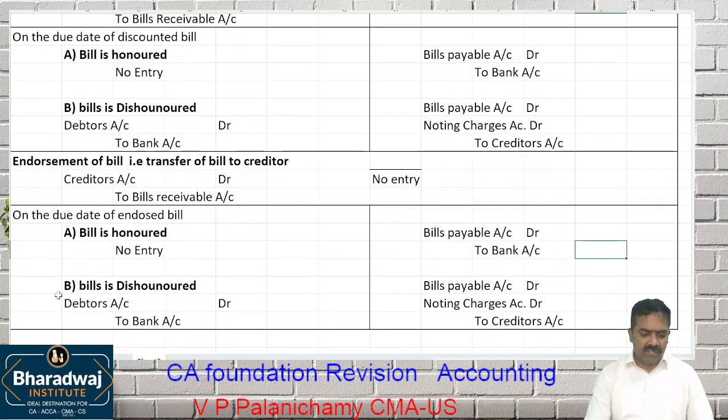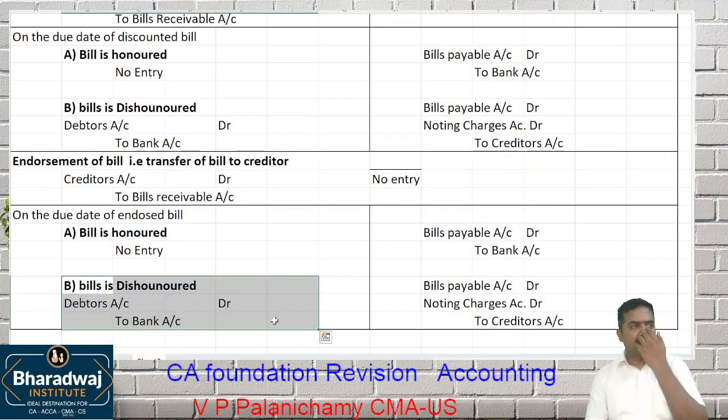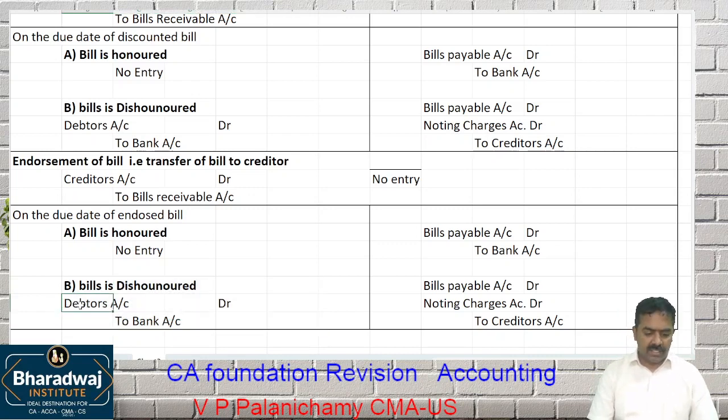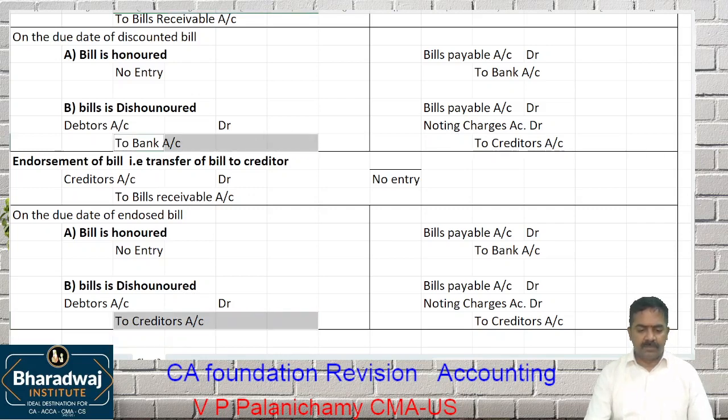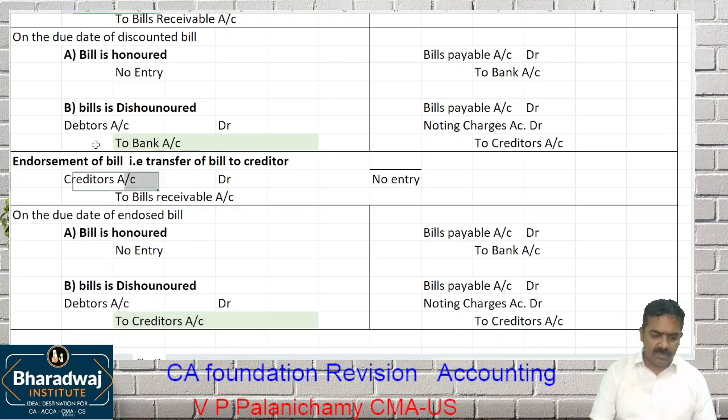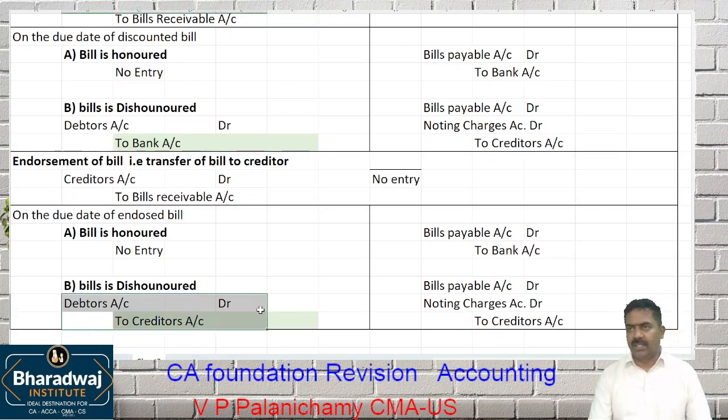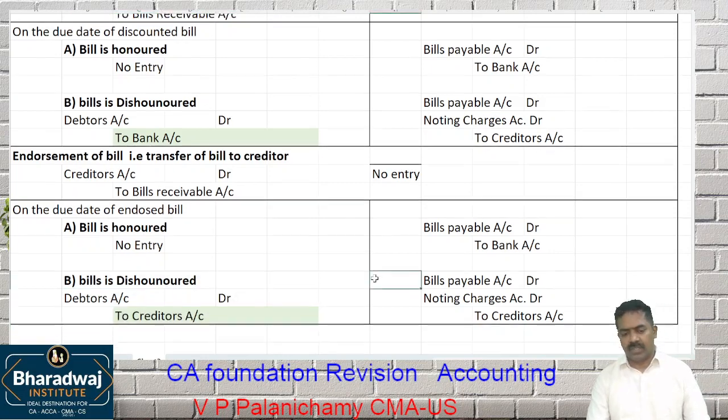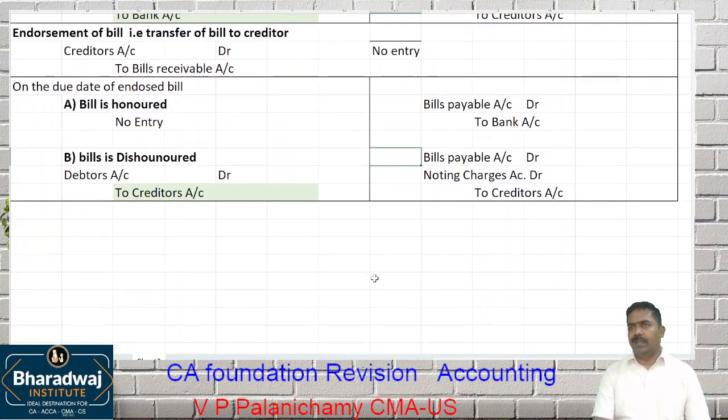Bank account. If the endorsed bill is dishonored, debtors account, debtor to creditors. Simple. For a discounted bill, what do we do? Debtors account, debtor to bank account. If it is an endorsed bill, debtors account, debtor to creditors account. Why? Because earlier it was with the bank, now it is with whom? Creditor. Clear? Debtor getting back the bill from our creditors can happen. This is for which one? Endorsement of a bill.